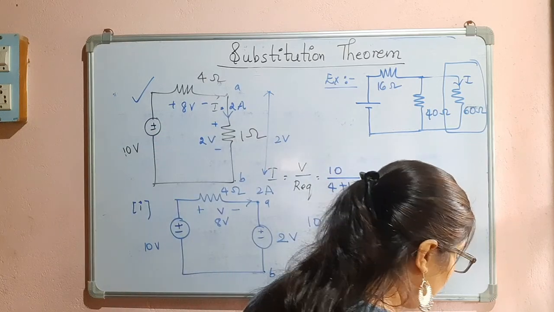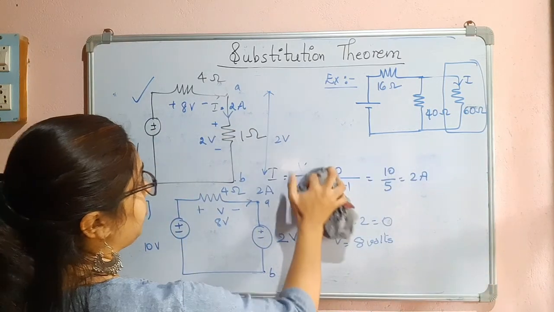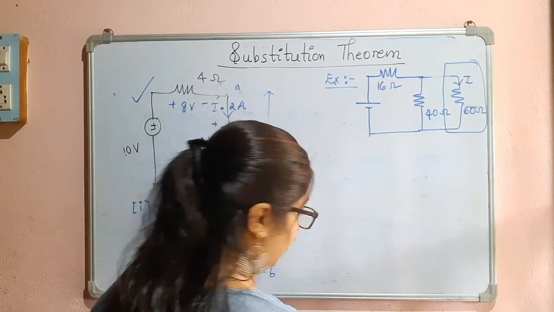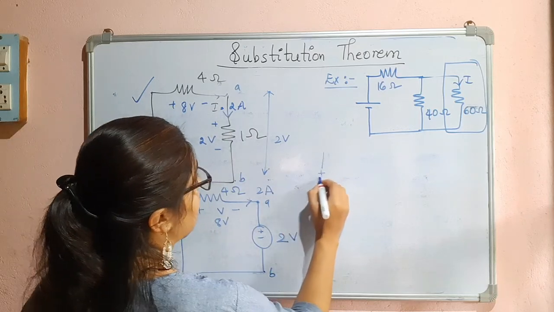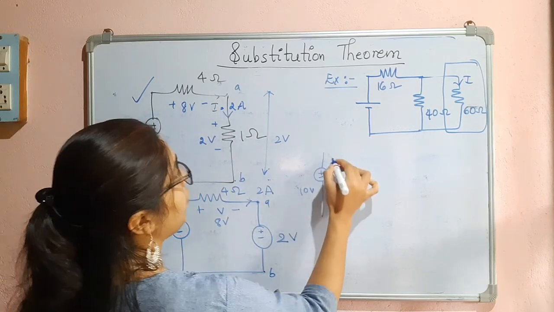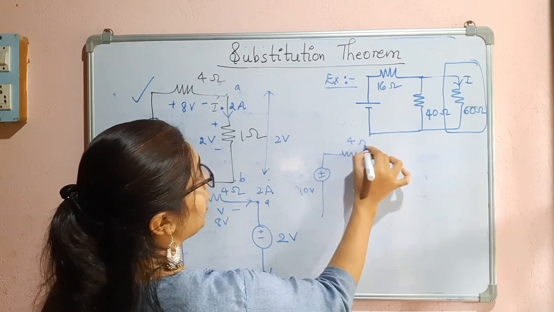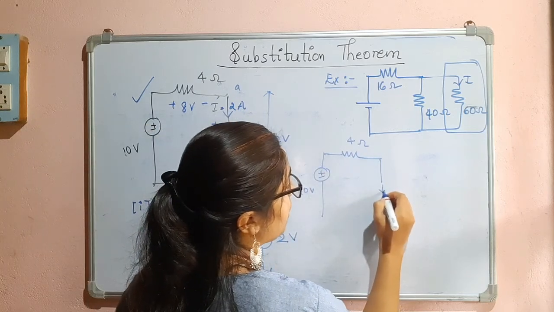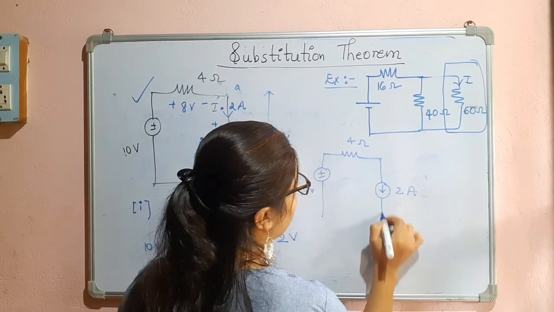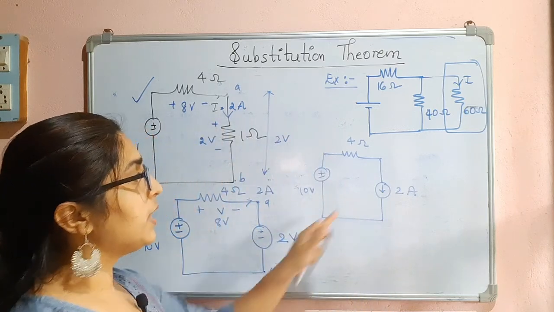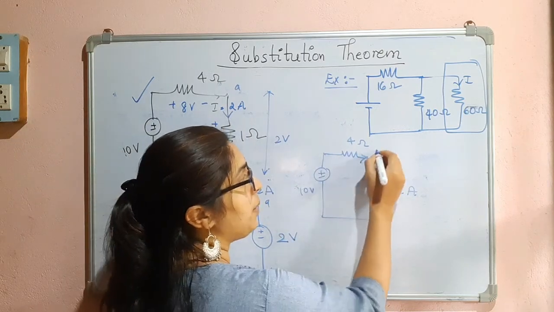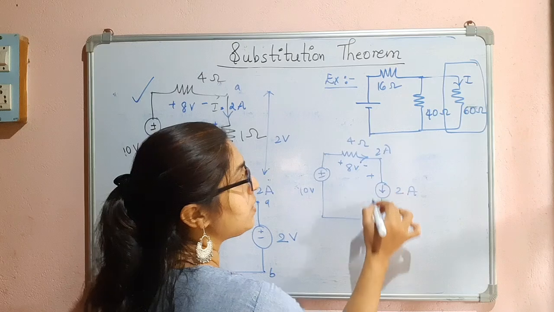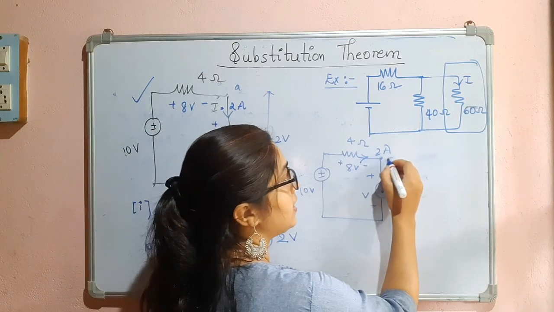Now I will replace it with a current source. I will keep this as it is, that is 10 volts, and here we have 4 ohms. Now I will replace this with the current source. We know that the 2 ampere current is flowing here, so I will replace it with a 2 ampere current source. This one is 2 ampere, that means the same current is flowing here, so it is plus or minus 8 volts. So what is the voltage across this? We have to find it. I will consider this as A and this as B.